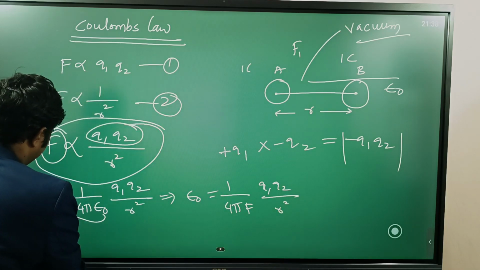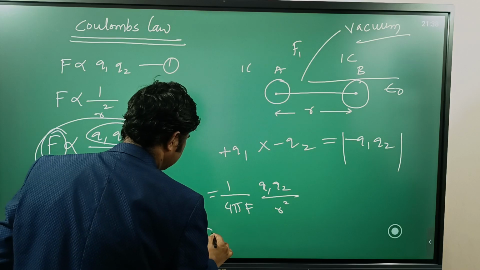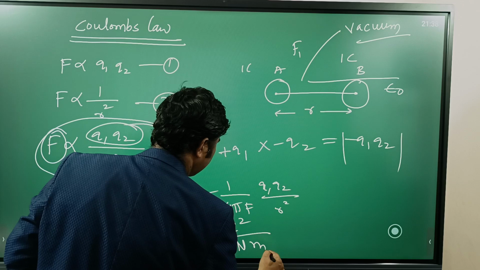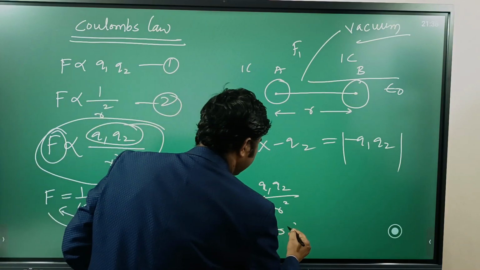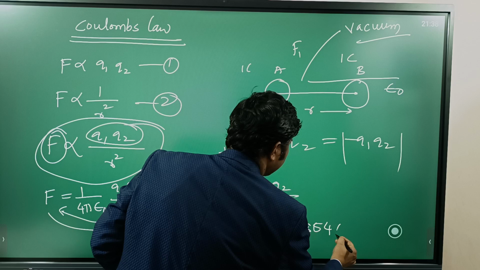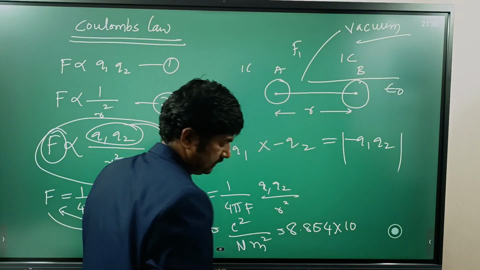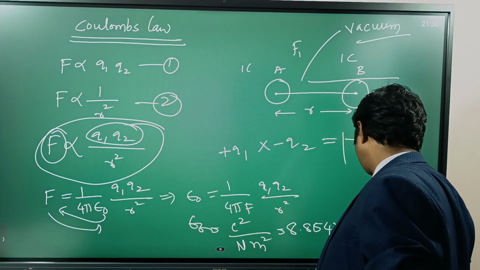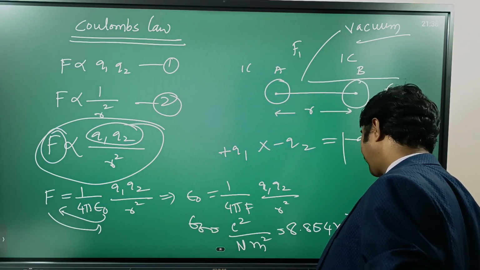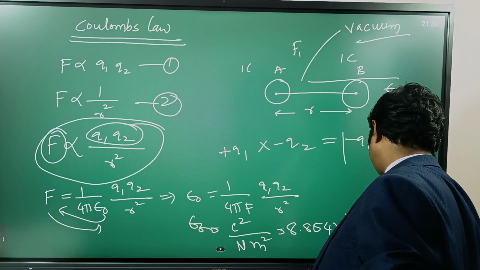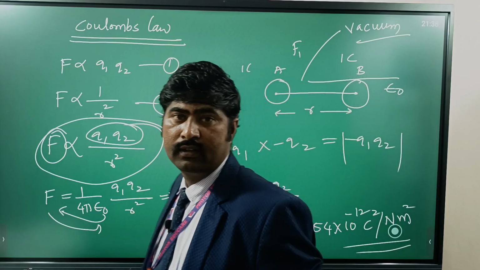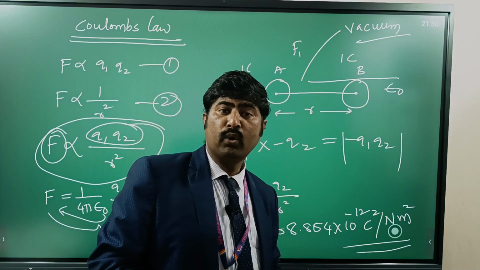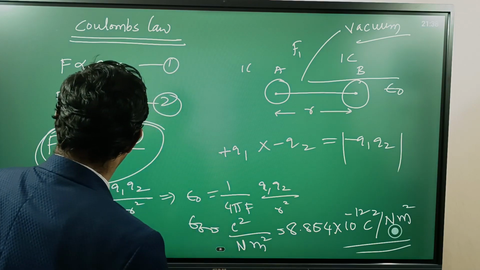So if you want to write the unit, just to bring it down, epsilon naught is equal to Coulomb square, Newton, and meter square. Then its value is 8.854 into 10 power minus 12. So Coulomb square per Newton meter square. So its value is 8.854 into 10 power minus 12 Coulomb square per Newton meter square. Are you clear?